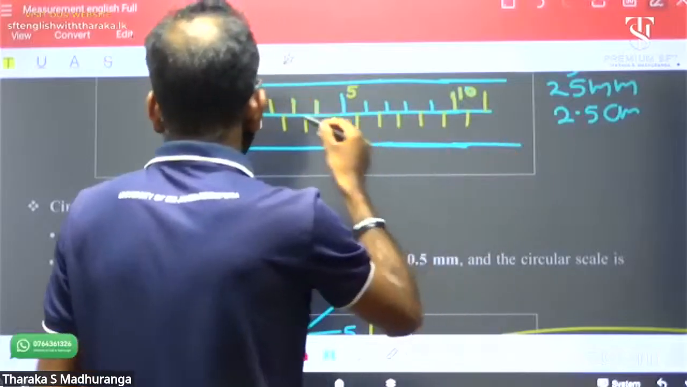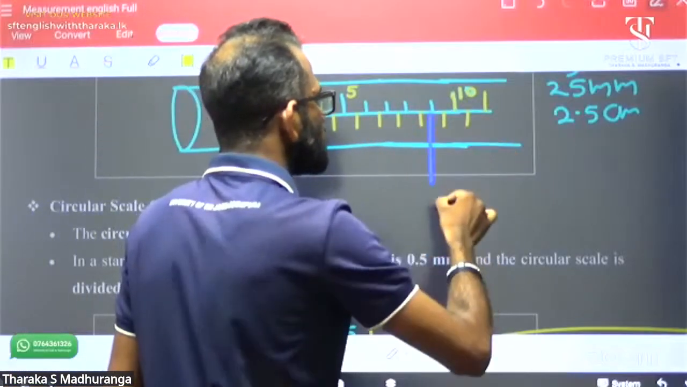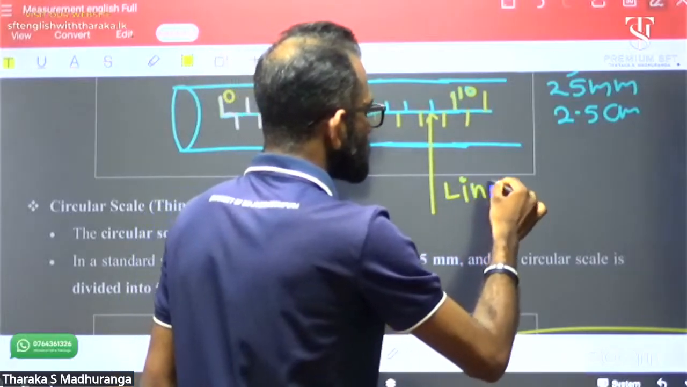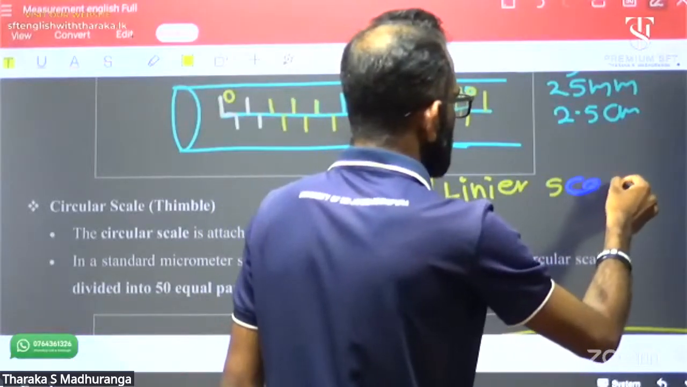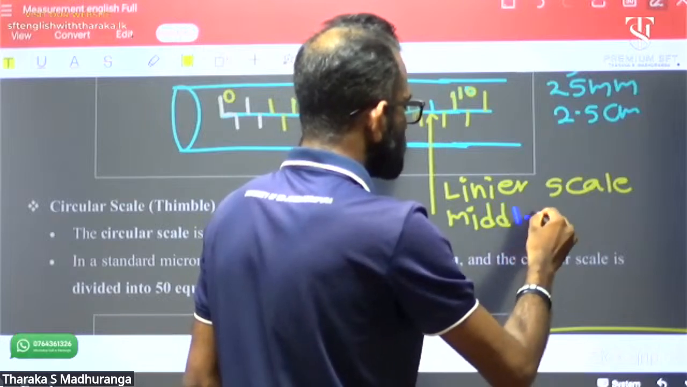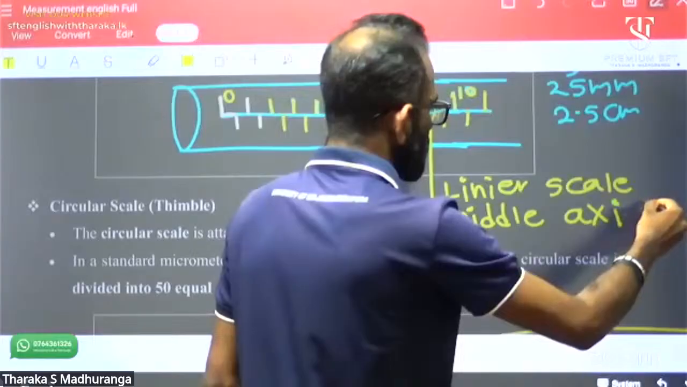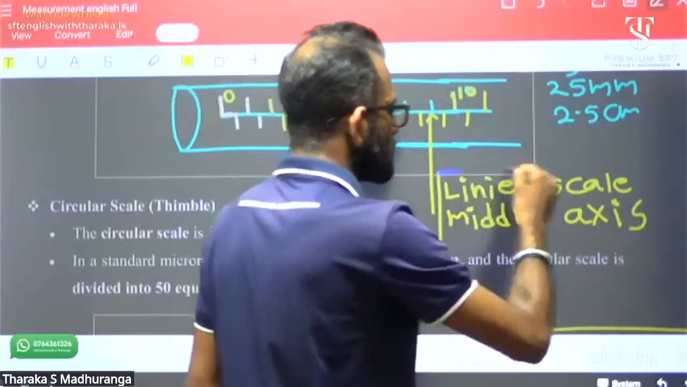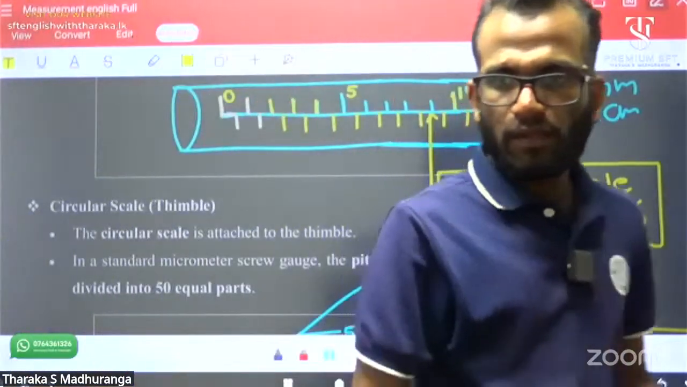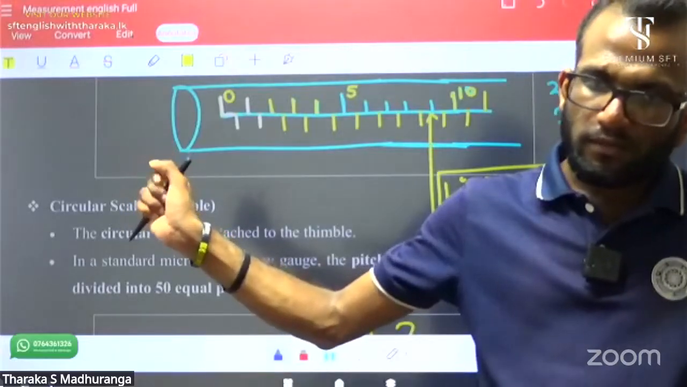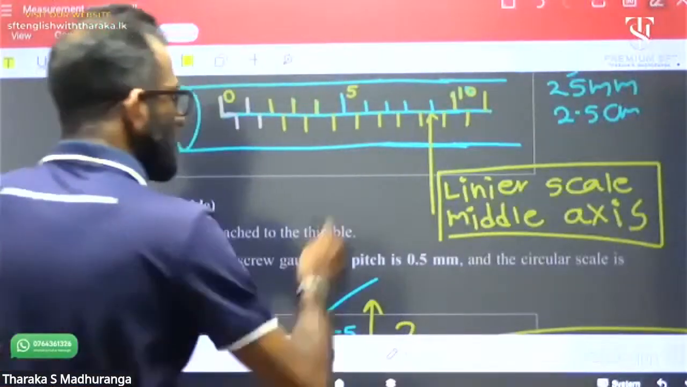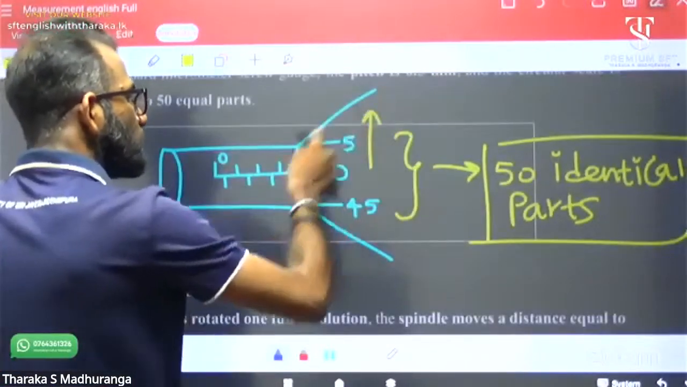Sorry. You have to name this. This horizontal line is the linear scale middle axis. I forgot this. Linear scale middle axis. That's a horizontal axis line. That's very important to read measurements. That's why I told you, after labeling this axis, now you can draw this diagram.